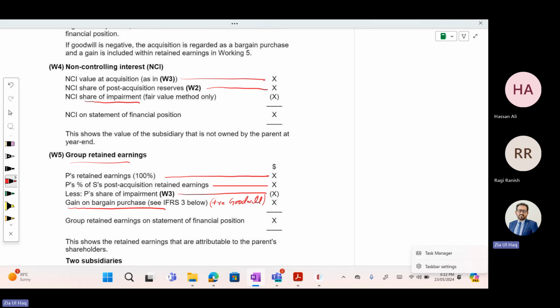So that will be added to the group's retained earnings. If goodwill is positive, it will be recorded as a non-current asset. If negative, it will be added to the group's retained earnings. Can you understand this? Okay.